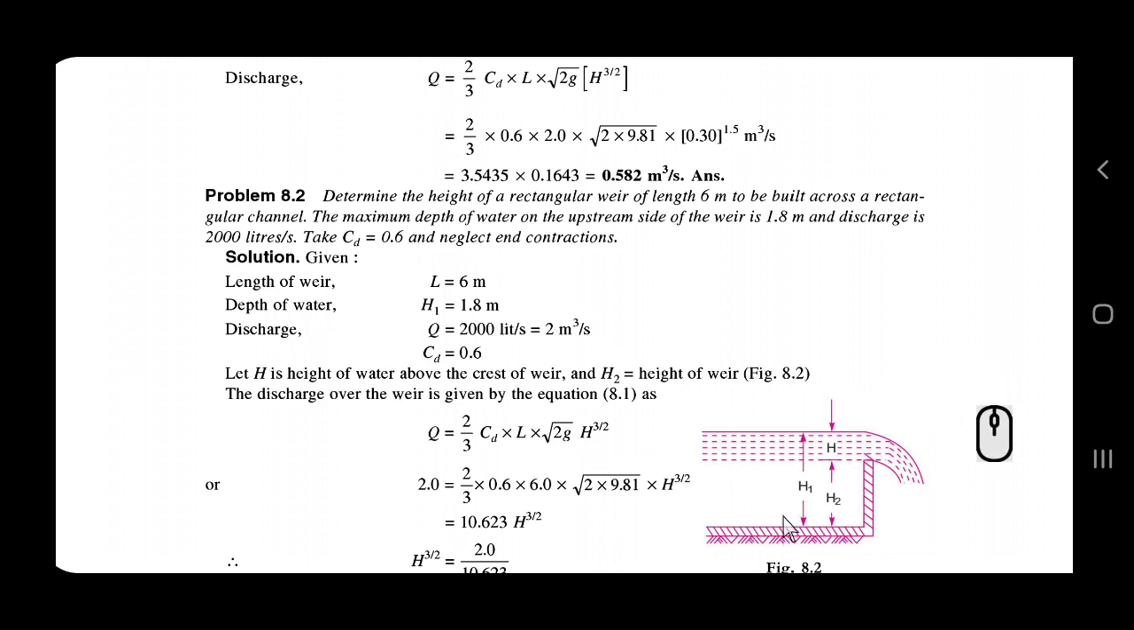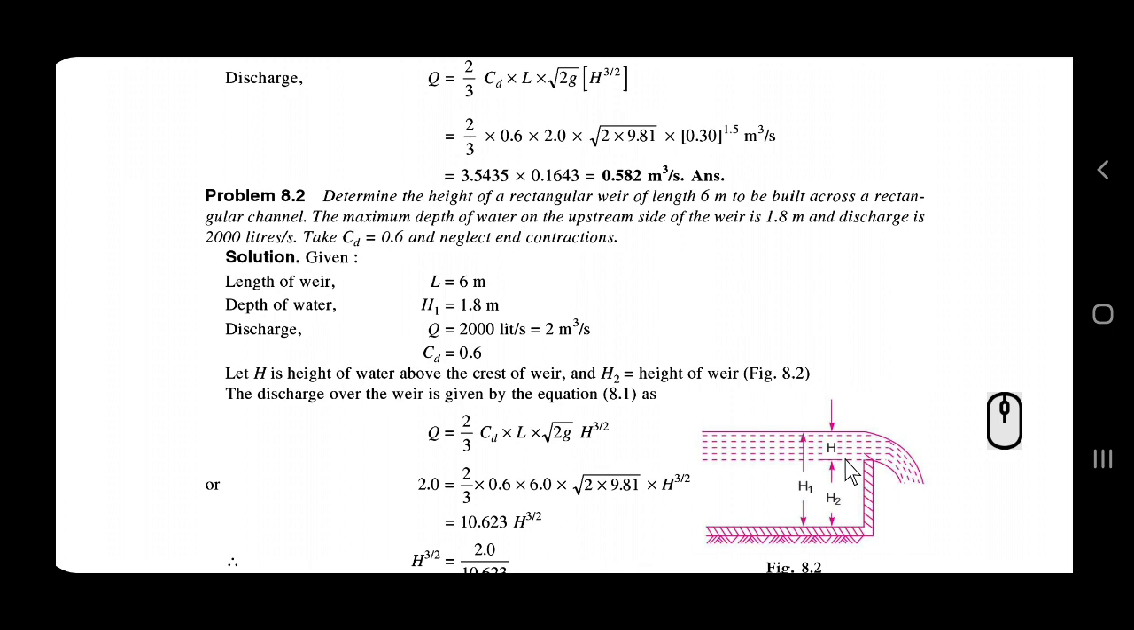So there is a maximum height, maximum depth or height of water on the upstream side. This is the upstream side of the weir and this is the downstream side. That is, after crossing the weir, that portion is the downstream side. Upstream side maximum depth or height of water means up to this top level, that is H1, that is given in the question.